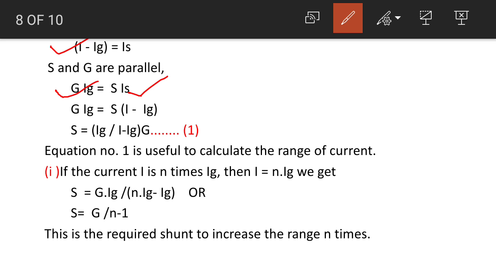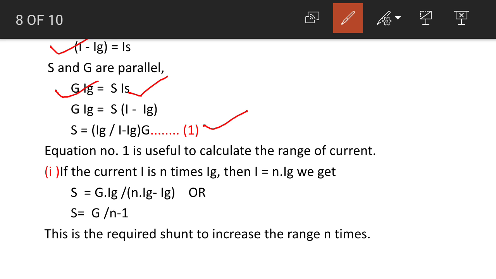Therefore, you know that Is is equal to I minus Ig. Substitute the value of Is. Then we get G into Ig is equal to S into bracket I minus Ig. Therefore, you get the equation S is equal to Ig divided by bracket I minus Ig, into G. We can say this is equation number 1. This equation number 1 is useful to calculate the range of a current.